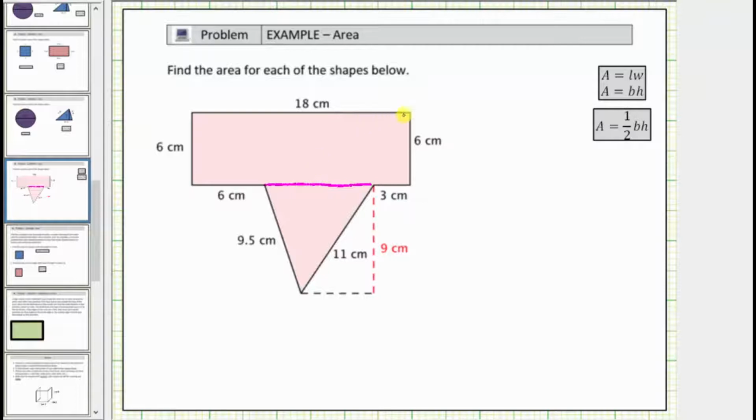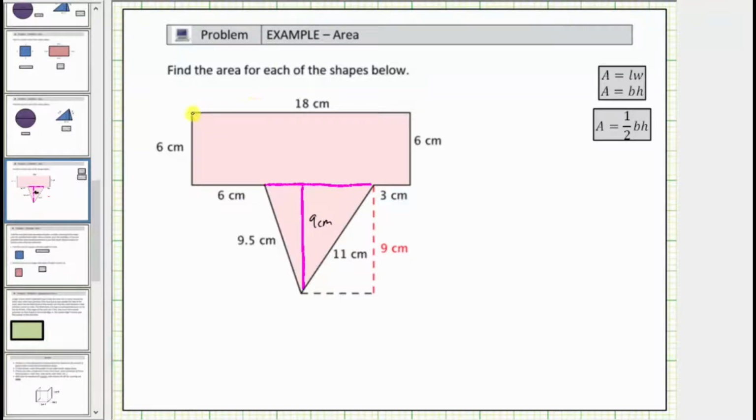Notice how the rectangle is 18 centimeters by 6 centimeters. So we have the information we need to find the area of the rectangle. Now looking at the triangle, notice how this length is 9 centimeters. So we know the height of the triangle is 9 centimeters. But we are not given this length here, which is the base of the triangle. So let's work on determining this length.